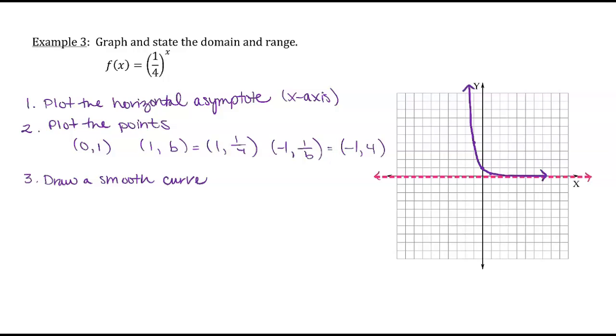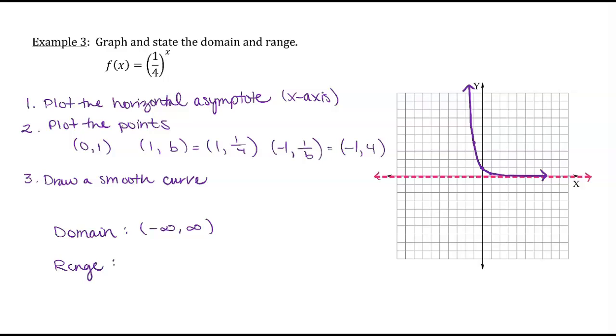Now we have the graph of 1/4 raised to the exponent of x. To finish this, we'll note the domain and range. The domain is all possible x values, and looking left and right, we can go forever to the left and right. That is, the domain is -infinity to +infinity.